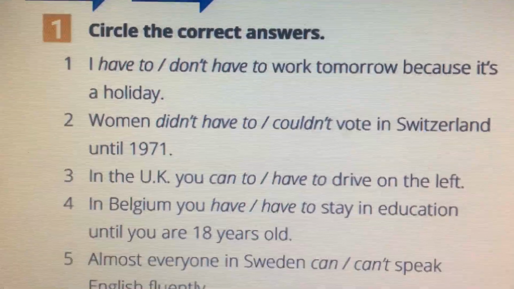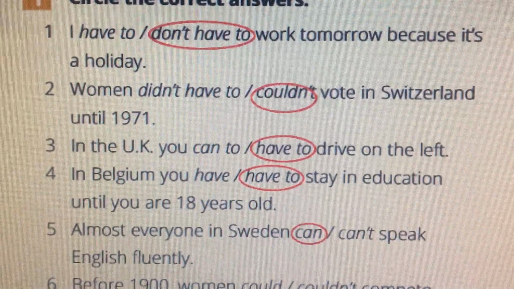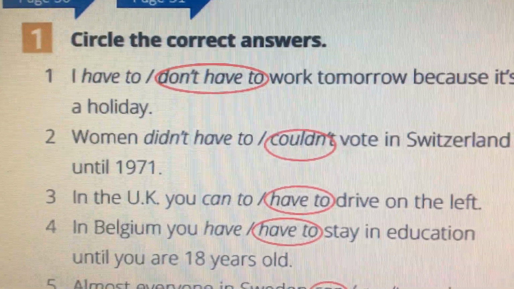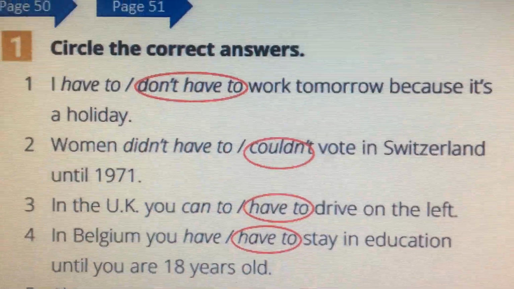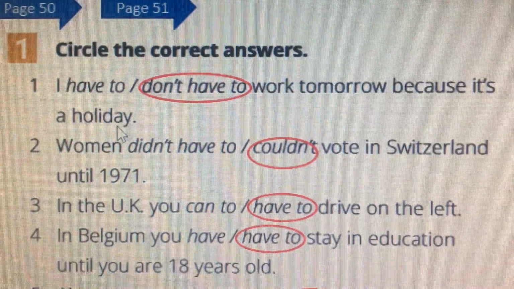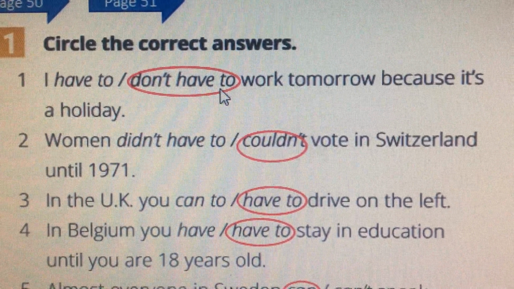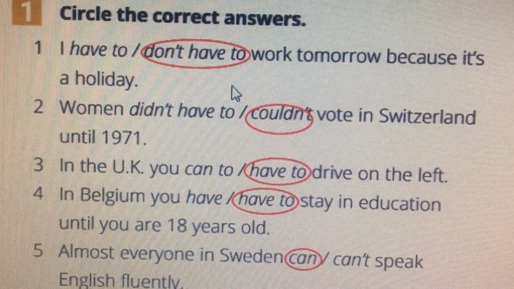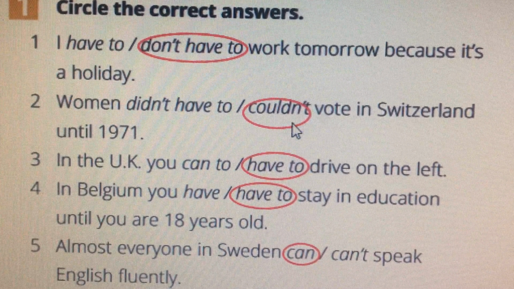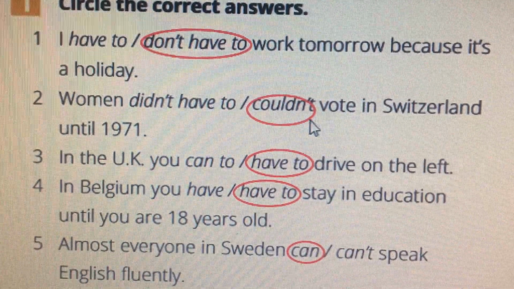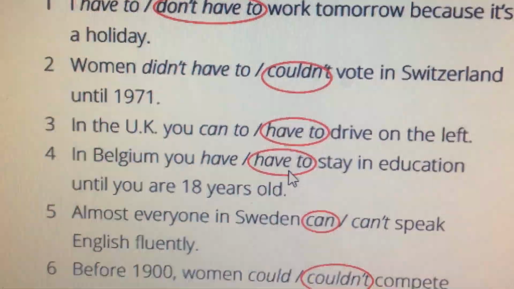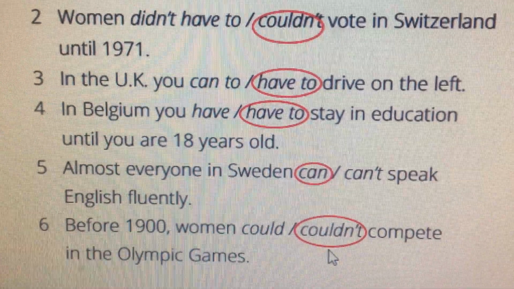Okay, the answers are... So tomorrow is a holiday, so you don't have to work. Okay? Couldn't. It was not permitted. Have to, can, couldn't.